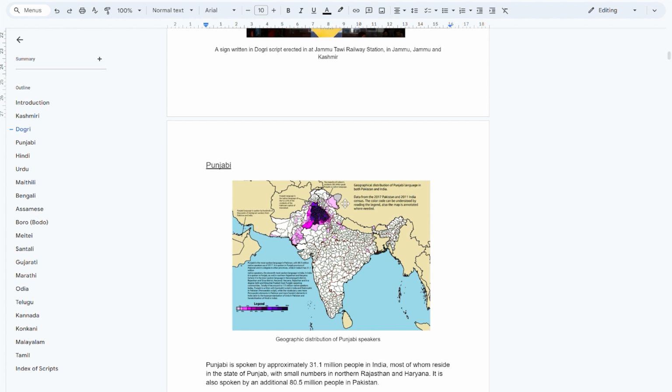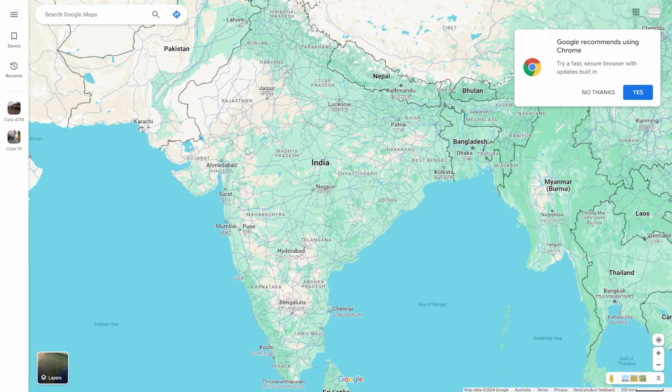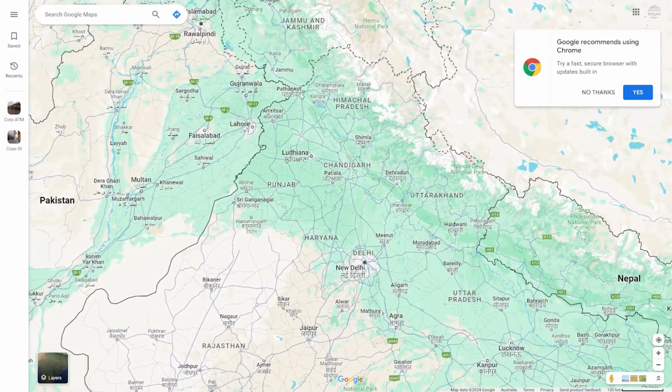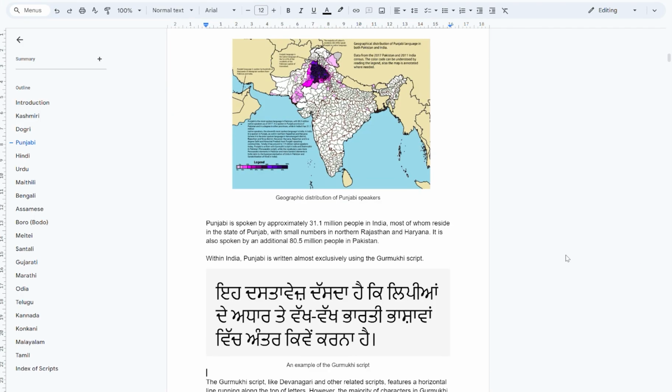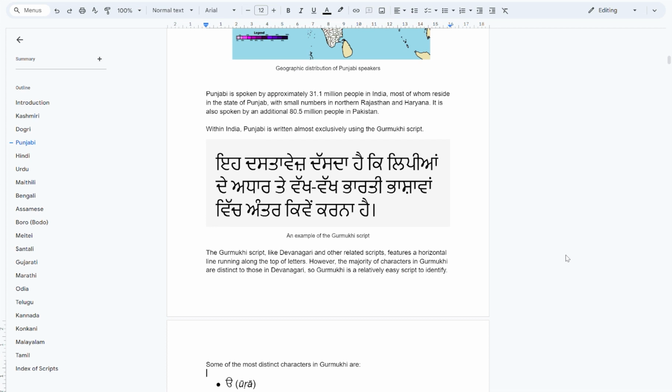As you can see, another language that is up north, I'll show on a map. The state of Punjab here is where the vast majority of Punjabi speakers will reside. Punjabi is written using the Gurmukhi script, which looks like this. You can see the example here.